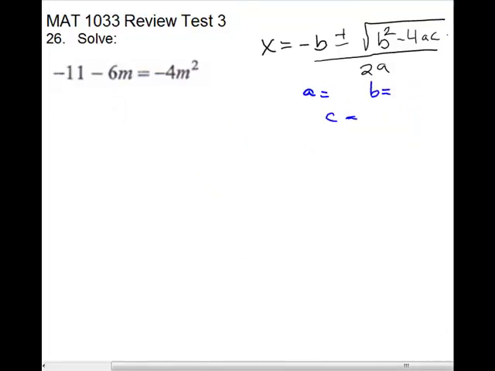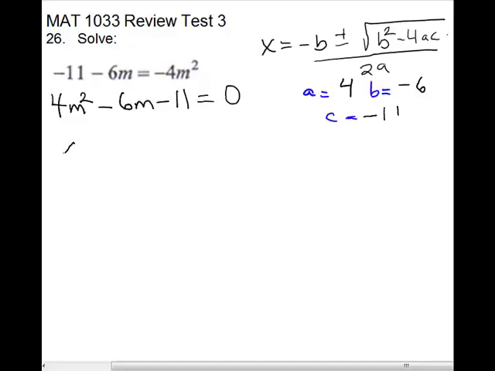Problem 26 also needs to be changed to standard form. So I'm going to move the minus 4m squared to the other side. That will make a 4m squared. And I will put it in descending order. Minus 6m minus 11 equals 0. Pick off my a, b, and c. A is 4, b is negative 6, c is negative 11.